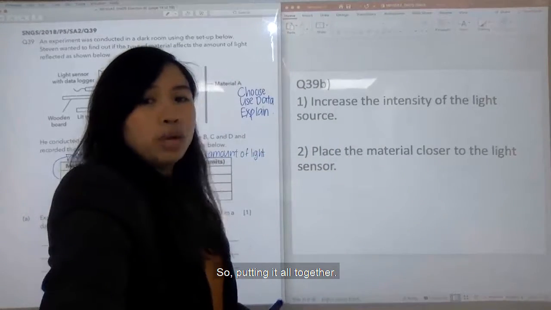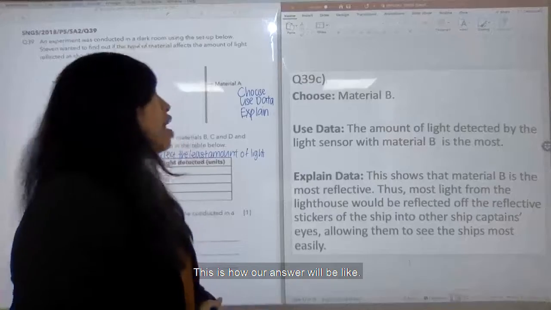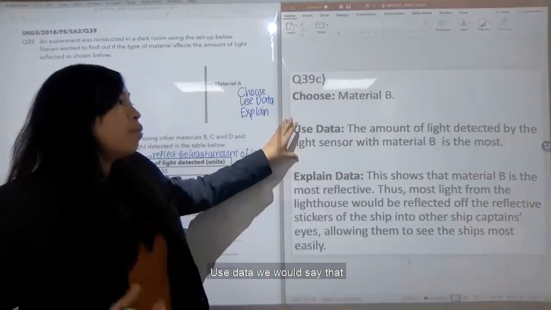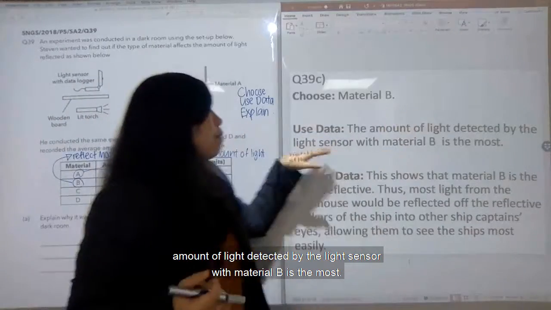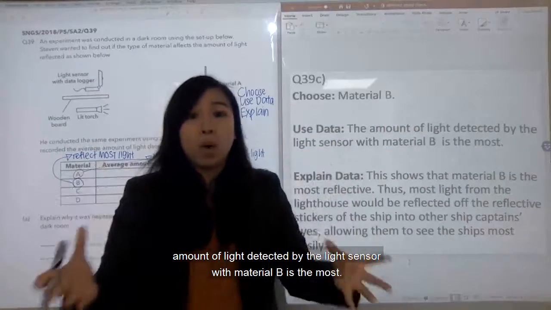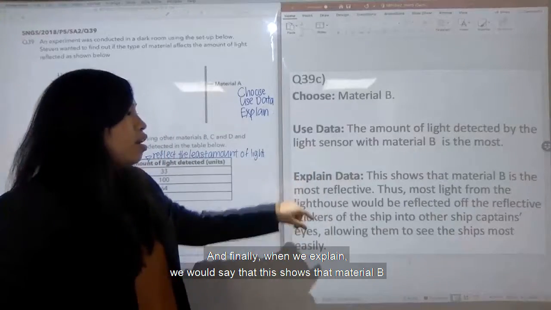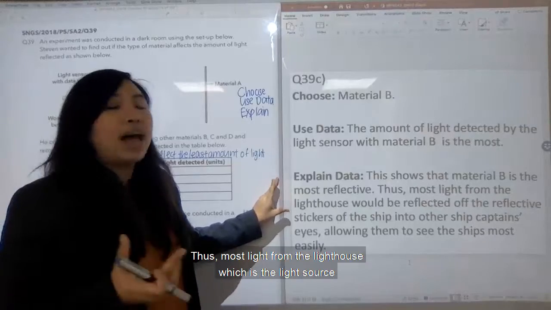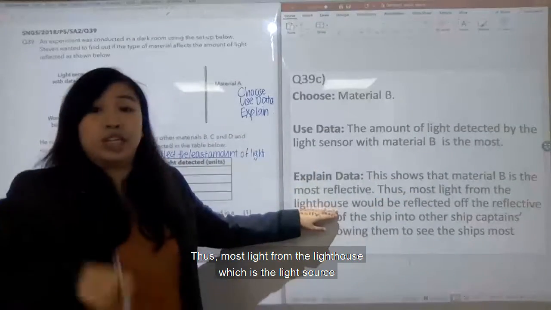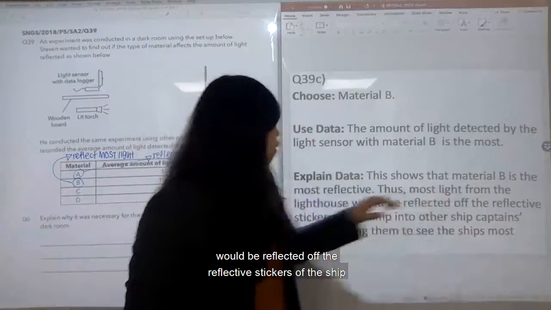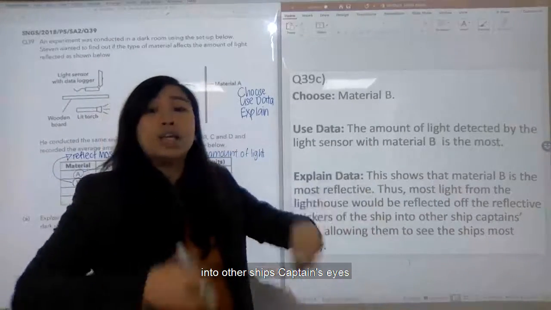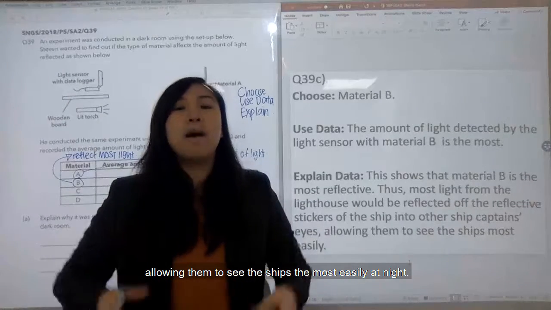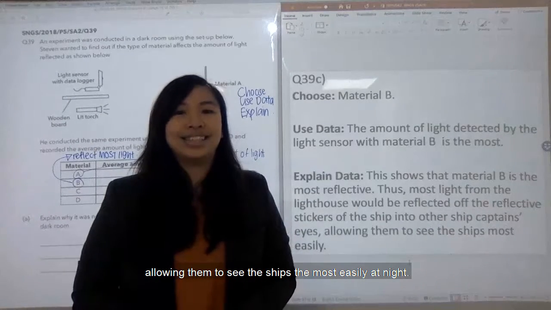So, putting it all together, this is how our answer will be like. For choose, we will choose material B. Use data, we would say that amount of light detected by the light sensor with material B is the most. And finally, when we explain, we would say that this shows that material B is the most reflective. Thus, most light from the lighthouse, which is the light source, would be reflected off the reflective stickers of the ship into other ships' captain's eyes, allowing them to see the ships the most easily at night.